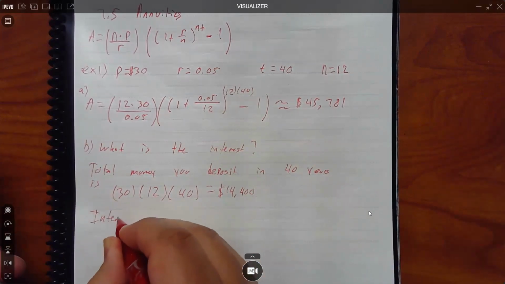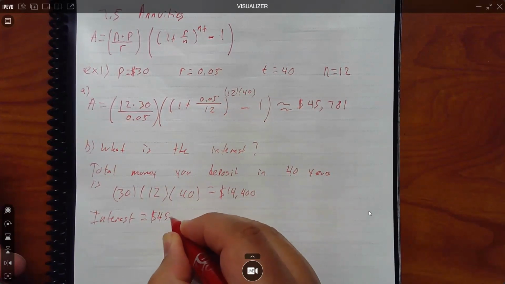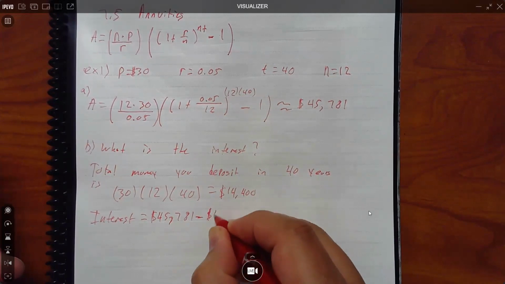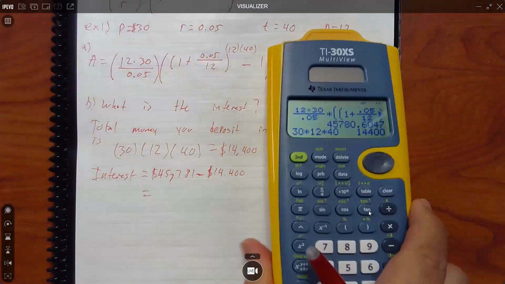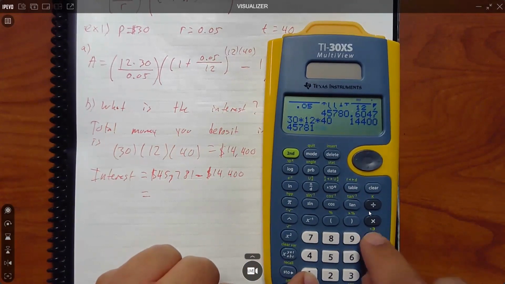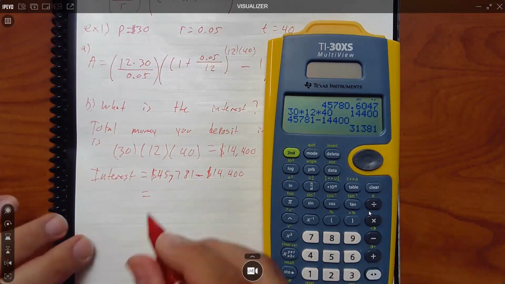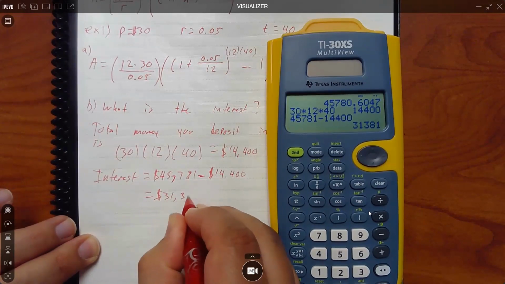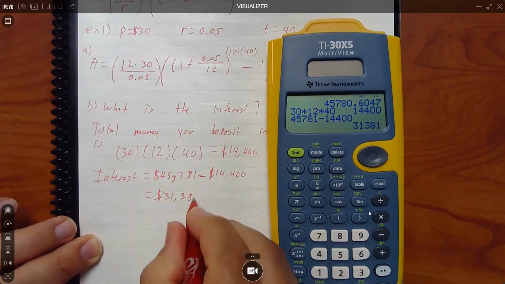So we just simply subtract 14,400 from the 45,700. Exactly. Yeah, that's true. So now we know how much we made. That makes sense. So we made $31,000 and 381 in 40 years by just putting away $30.